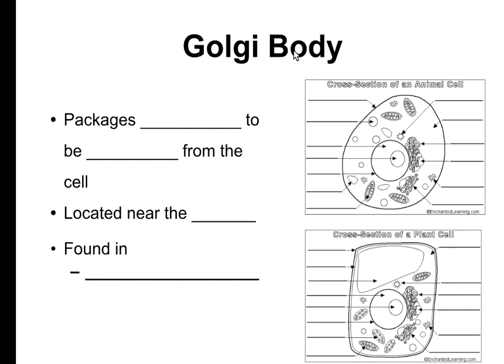Golgi body. The Golgi body is located right here, and it looks very similar to our rough endoplasmic reticulum in this diagram, but it's set away from the nucleus. It is kind of a unique part. I always think about the first two letters of the word Golgi, go, and it wants to go. It wants things to go from the cell. So it packages the protein to be shipped from the cell or to leave the cell or be exported from the cell. It is located near the nucleus, and it's found in both plant and animal cells.